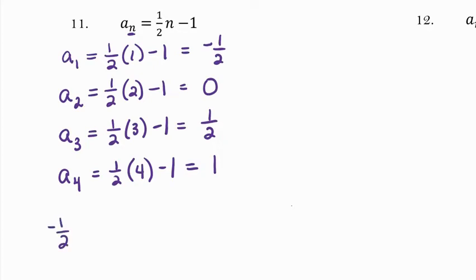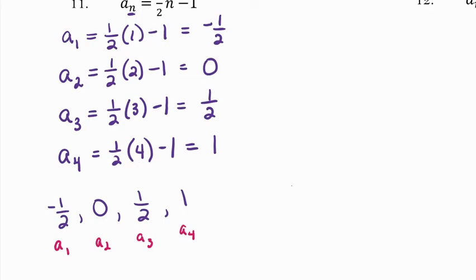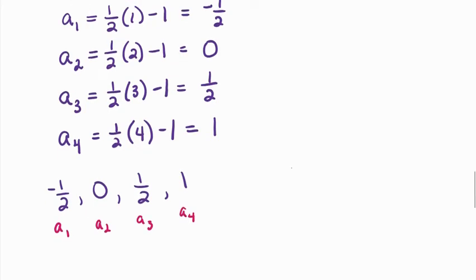negative 1/2, 0, 1/2, and 1. So this, again, this is a sub 1, a sub 2, a sub 3, and a sub 4, right? That just denotes which term in the sequence it is. Okay, so now that we have each term in the sequence, we can say, is this arithmetic or geometric?